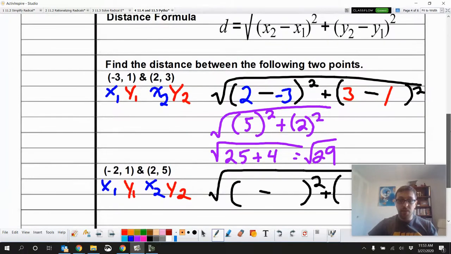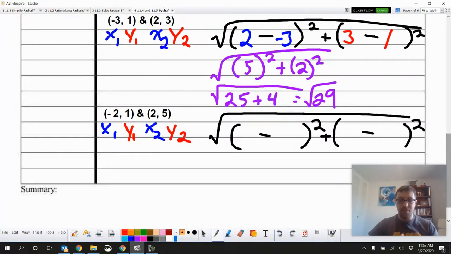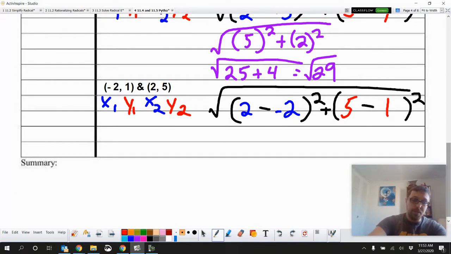So the x value of my first point, I can't quite show it. So the x value of my second point goes right here. And then the x value from my first point goes right here. The y value from my second point goes right here. And then the y value from my first point goes right here. Now I just need to simplify.